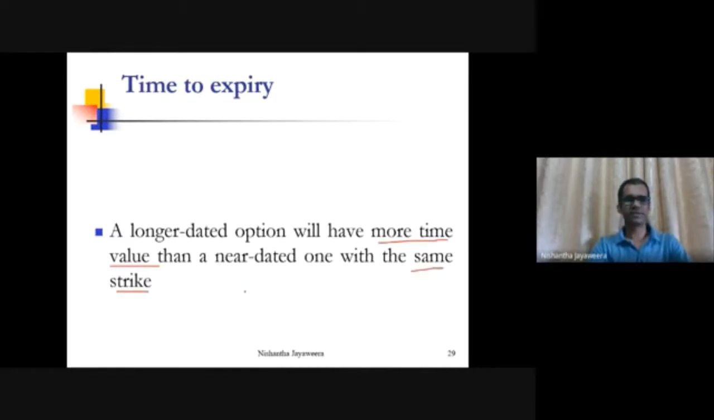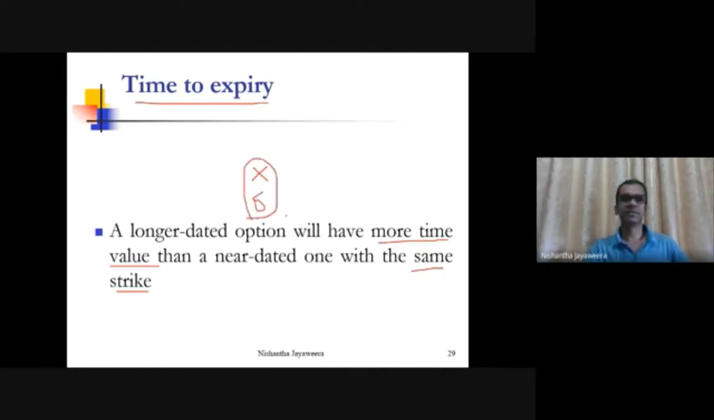Remember, we cannot compare two different options with two different strikes and maturities. Whenever we discuss one variable, we assume all others are fixed and the same. So when we discuss time to expiry, we assume strike and volatility and these factors remain the same. So the basic point is: the longer the maturity, the higher the time value.